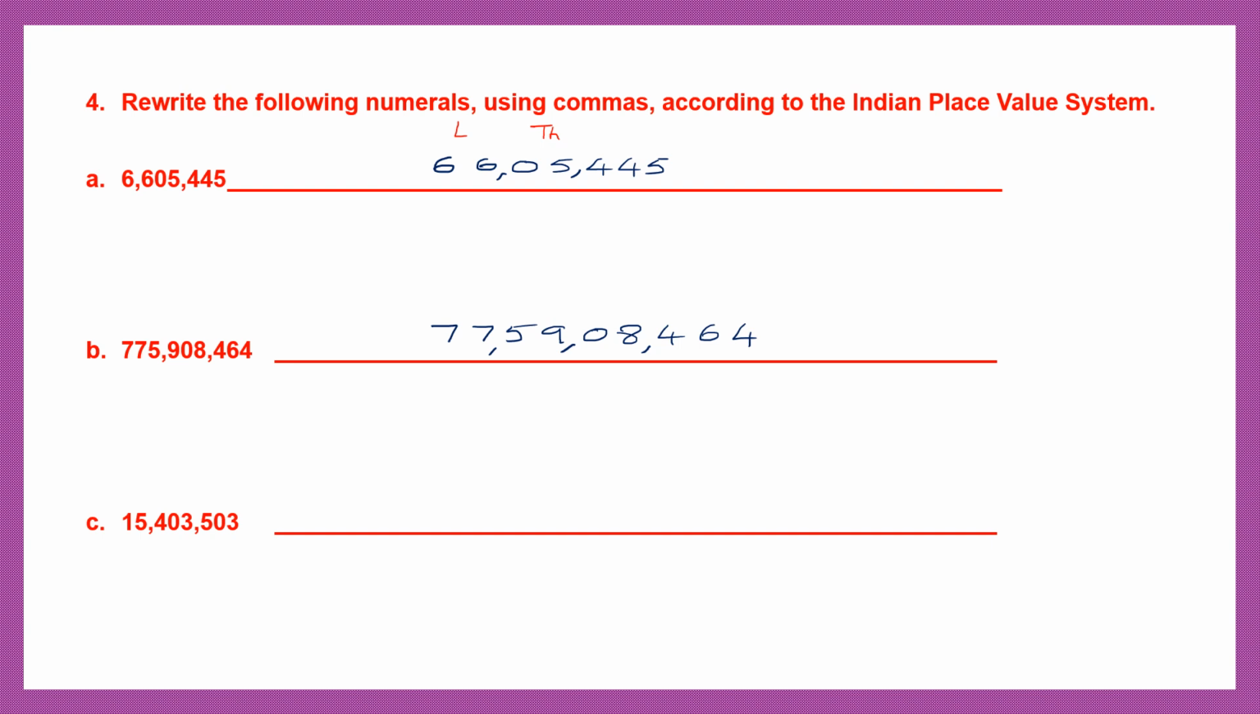Now how do we read this number? This is 77 crore 59 lakh 8,464. The next number, let's write it down without the commas. 15403503. Let's place the commas. 1, 2, 3, comma, 1, 2, comma, 1, 2. So let's do that. So 3, 2, 2, and then we leave it. So this is 1 crore 54 lakh 3,503. So we have placed commas according to the Indian system.